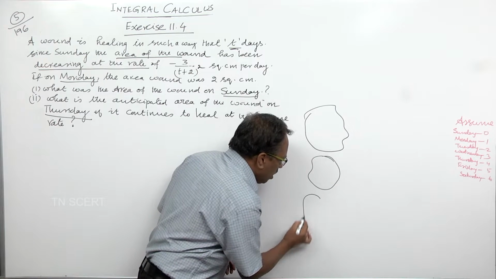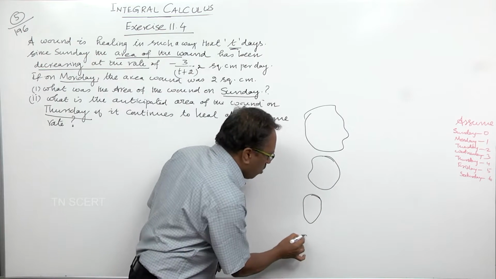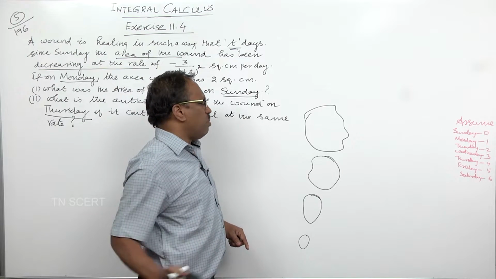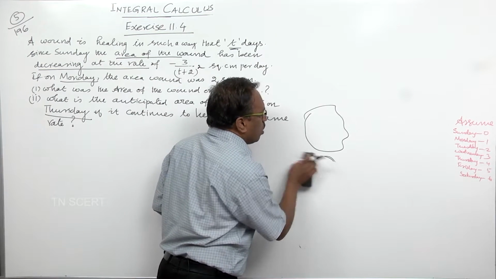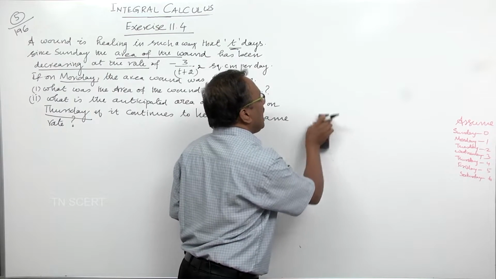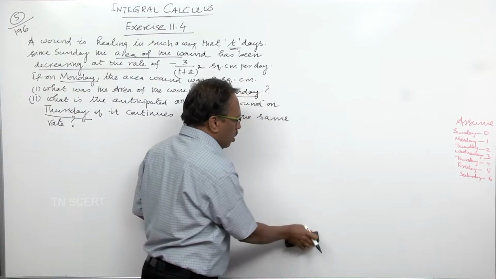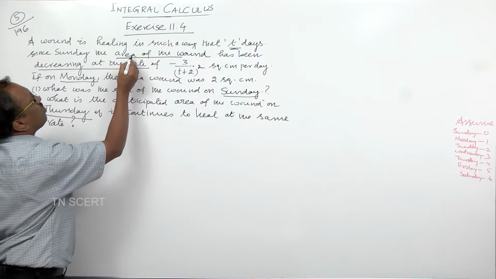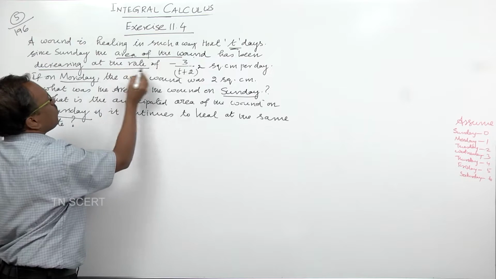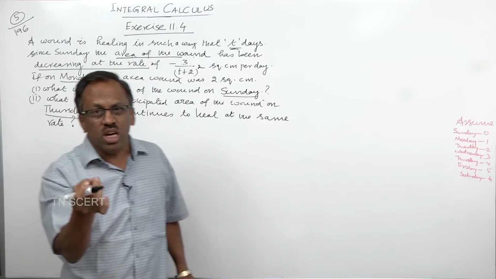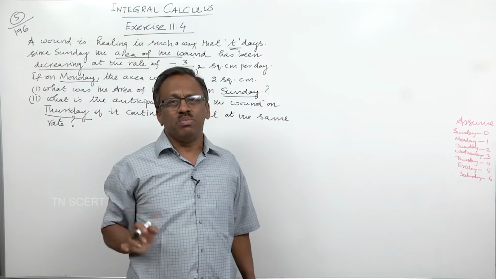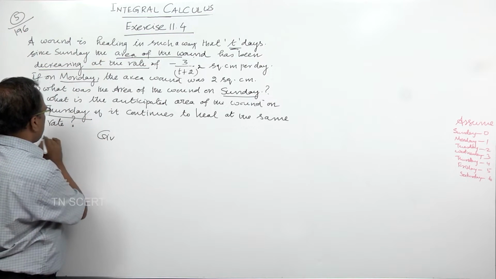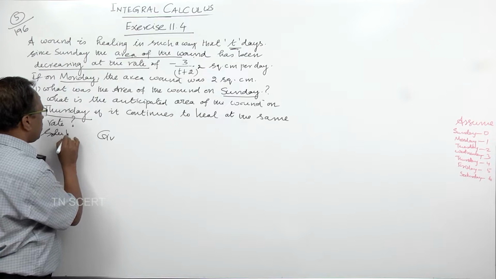After some time the wound would be like this, and on one particular day the wound disappears. So that is how the wound is going to be healed, and that is what we want to know. So this is the calculation: the area of the wound with respect to time, the rate at which it changes, dA by dt.